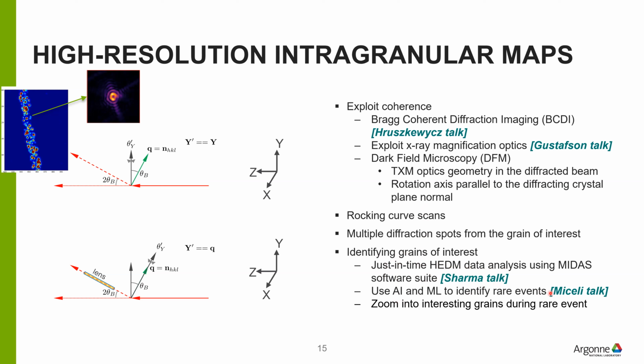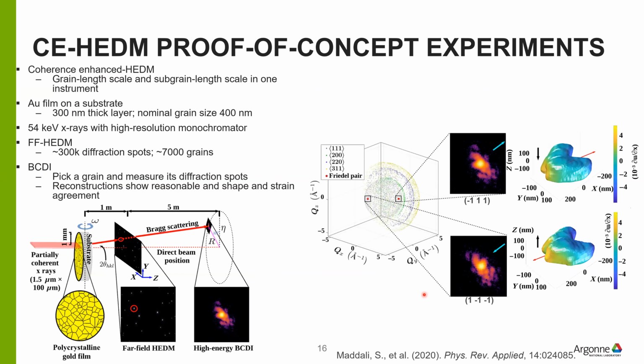We also want to deploy some artificial intelligence and machine learning to identify rare events. And Nino Miceli from APS will talk about that effort and how we will deploy these types of new tools to help us guide our experiments and drive our experiments.